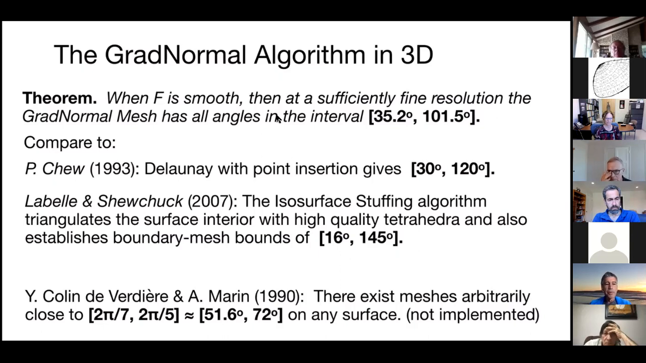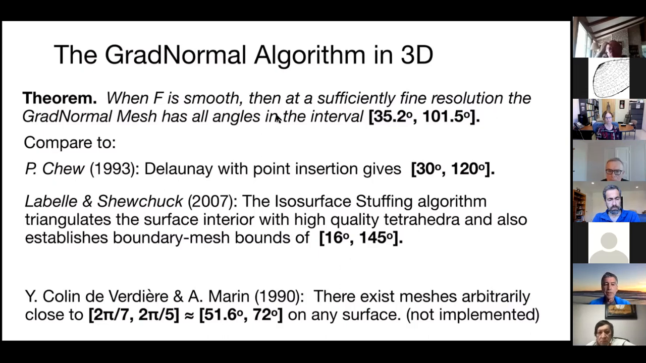There's another method of Lebel and Shewchuk, which is called isosurface stuffing. This actually fills up the interior with tetrahedra and gives boundary angles between 16 and 145 degrees. Not as good as ours, or even not as good as Chu's, but it's extremely fast. And actually, our algorithm has a lot of similarity with the Lebel and Shewchuk algorithm. It gives better angles, but it runs at the same speed. So this algorithm and ours are quite fast.